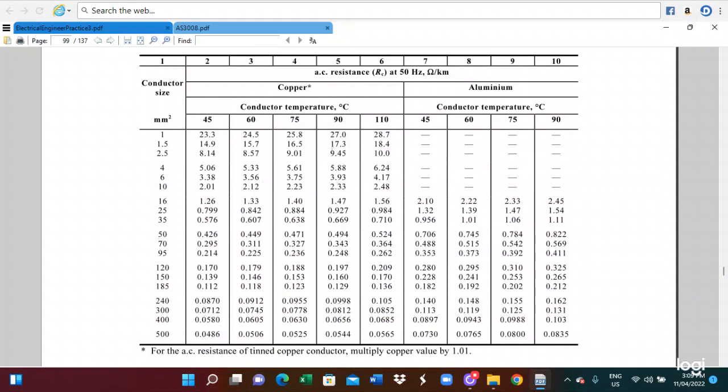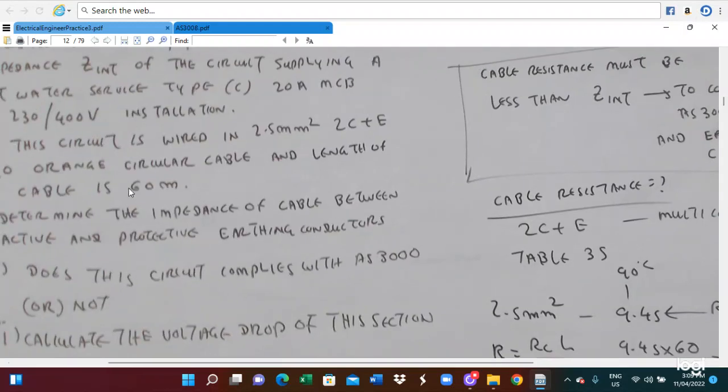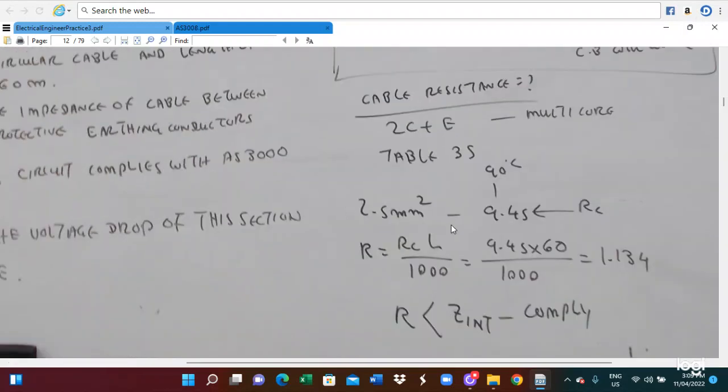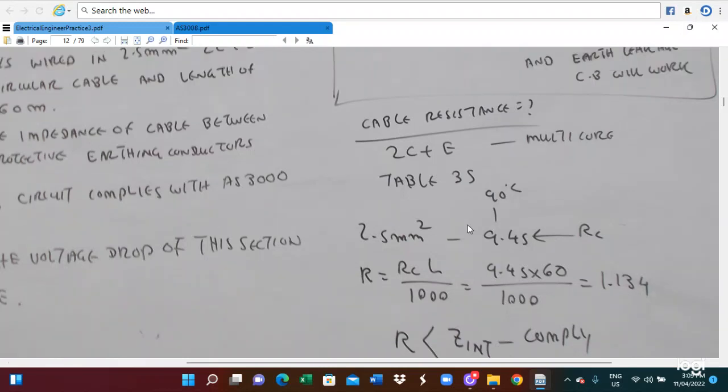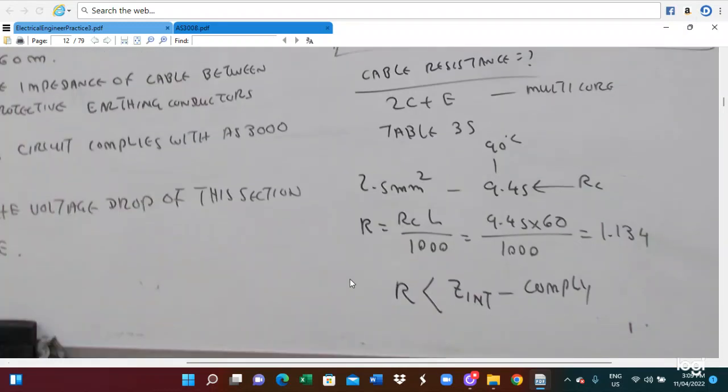Here you get 9.45. We substitute 9.45 and the length of the cable, 16 meter, and divide by 1000. So you get 0.1134. The internal impedance is 1.227, and the external cable resistance is 0.1134.